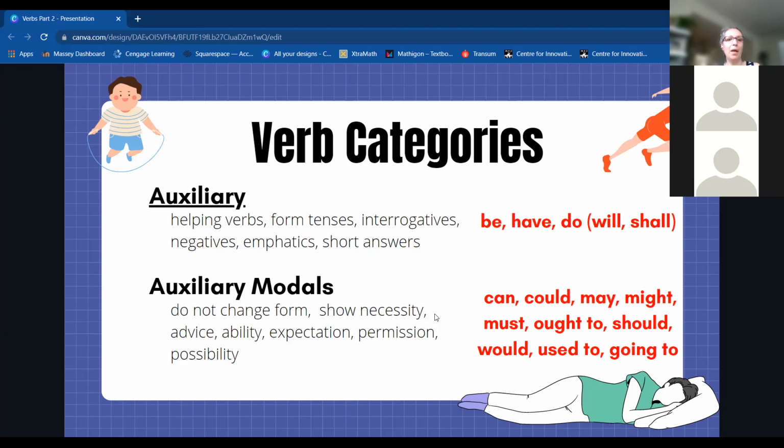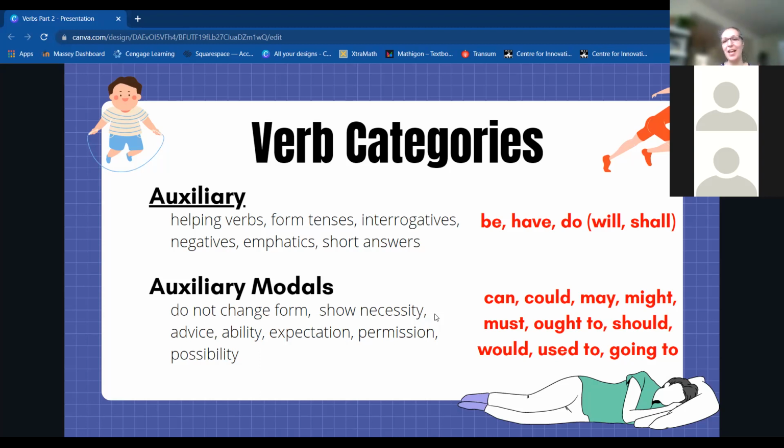And short answers, again, have you done your homework? Yes, I have. So I have doesn't indicate possession in this case. It's just an auxiliary verb that, instead of saying the whole sentence again, forms the answer.